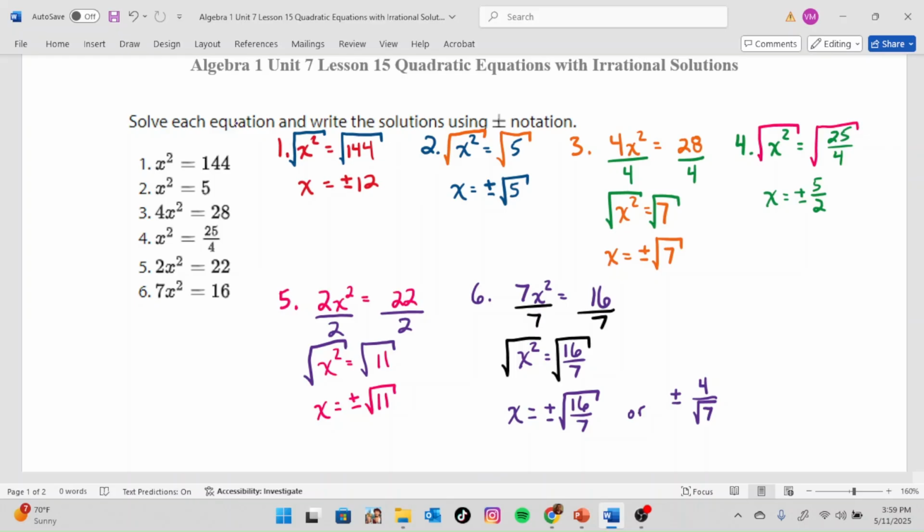But it's not generally accepted to have a radical or a square root on the bottom. So you would then multiply the top and the bottom by square root of 7. That way you're really just multiplying by 1. And that would change it to 4 times the square root of 7 over 7. And we would want to remember plus or minus. So either way would be correct. I would probably just leave it as square root of 16 over 7, plus or minus.